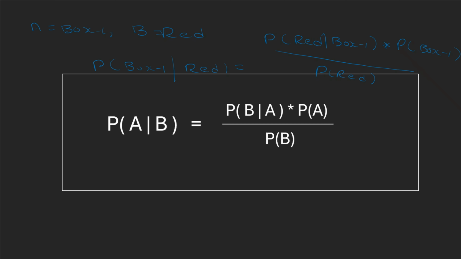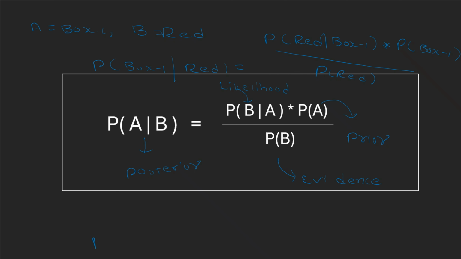So here probability of A is known as the prior probability. It means probability of box 1. It is known as prior probability. Probability of getting red colored ball, it is the evidence. And probability of B given A, it means probability of red color ball when you are in box 1, it is the likelihood, and it is known as the posterior probability.